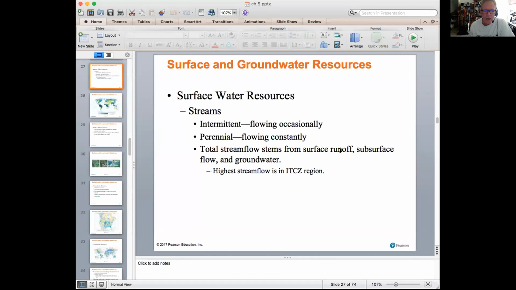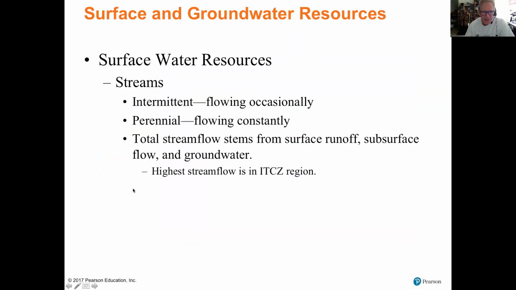Okay, so let's look at our surface water resources, starting with streams. So notice that we have different kinds of streams, what we call intermittent, ones that flow occasionally. We have a lot of those down here in this part of Southern California. And then we have perennials, which flow constantly. The total stream flow stems from all the surface runoff plus subsurface flow and groundwater.